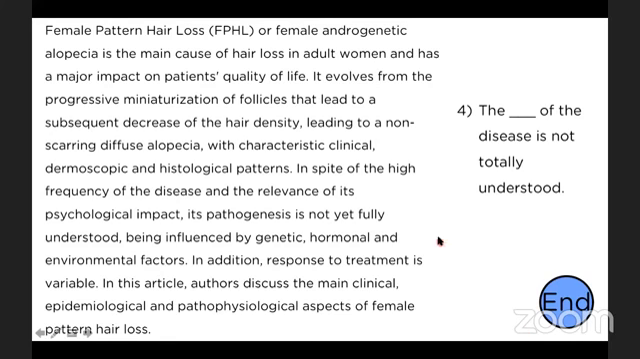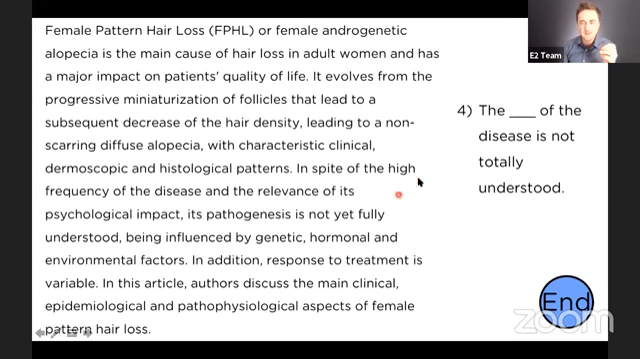Okay, this one's pretty straightforward. It's a word directly taken. Okay, some people have written pathology. This raises an interesting question. Okay, let's think about this. The something of the disease is not totally understood. Now, in spite of the high frequency of the disease and the relevance of its psychological impact, its pathogenesis is not yet fully understood. Now, I think there's a difference between the meaning of pathology and pathogenesis.